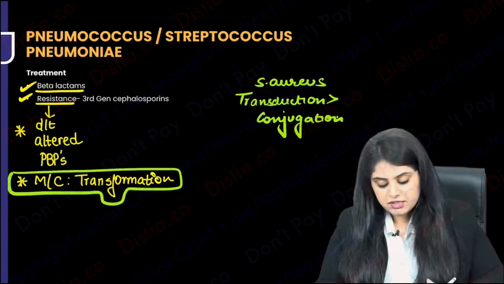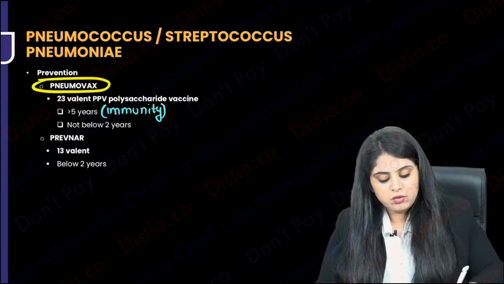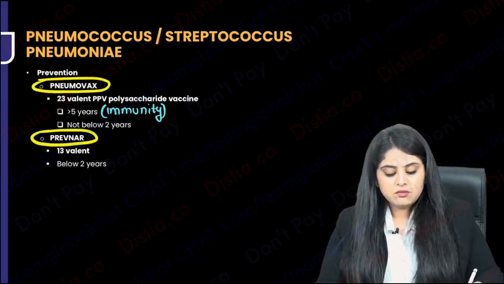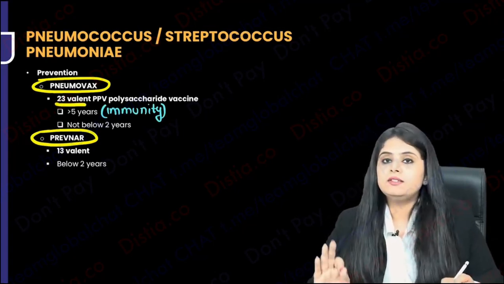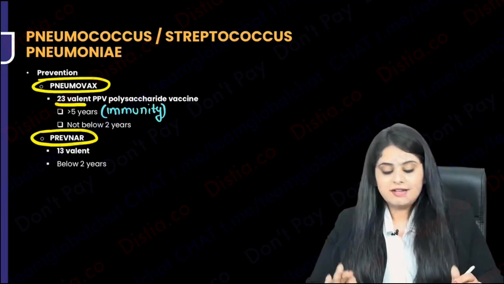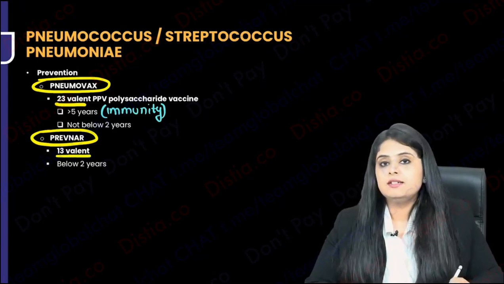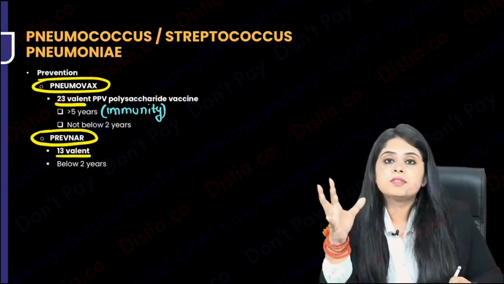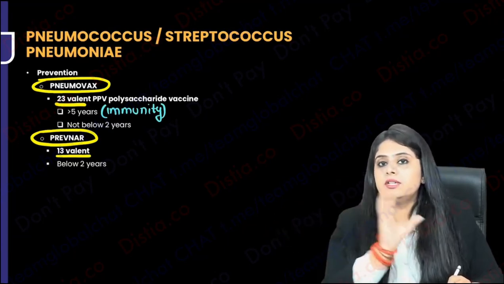The only part of this that you are left with is, of course, going to be the vaccination. We have two vaccines, Pneumovax and Prevnar. So, which is the bigger name? Pneumovax is the bigger name. So, that is going to be the 23-valent polysaccharide vaccine. Prevnar is the smaller name. So, that is going to be having only 13 valencies. Now, bigger name is obviously going to be given in bigger people. Smaller name is going to be given in smaller people.